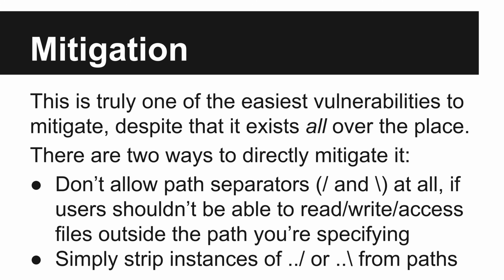Now let's talk about mitigation. Despite these bugs existing absolutely everywhere, they're really quite easy to mitigate. In terms of direct mitigation, you have two routes. Don't allow path separators at all, if users shouldn't be able to change where files are accessed, or strip instances of dot dot slash from incoming paths.